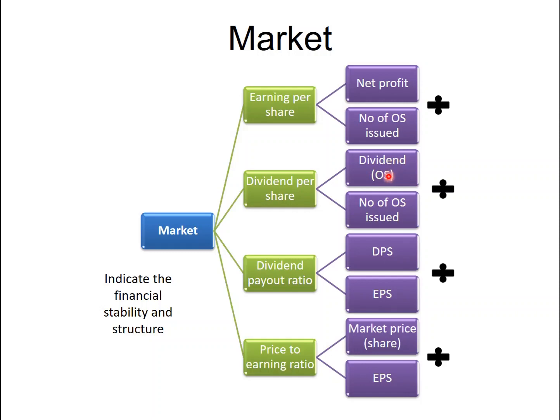Sometimes company they have preference share or preference dividend. So we only take the figure for dividend ordinary share. Net dividend ordinary share divided by number of ordinary share issued. Next is dividend payout ratio. The formula is dividend per share divided by earning per share. And finally, price to earning ratio, market price per share divided by earning per share. Then we get the PE ratio, price to earning ratio.